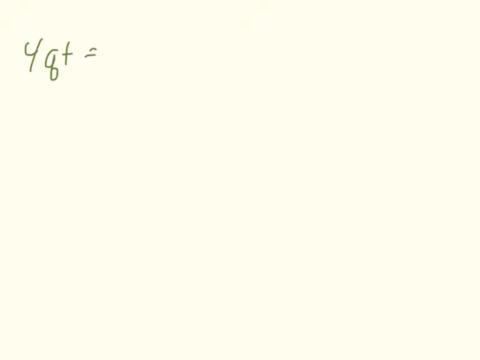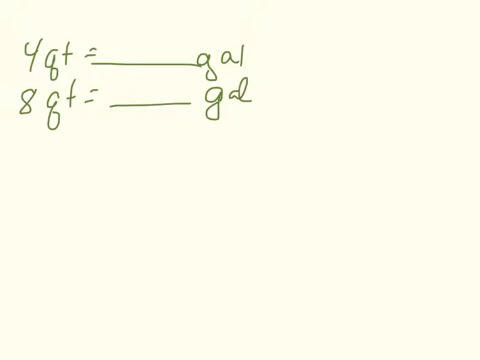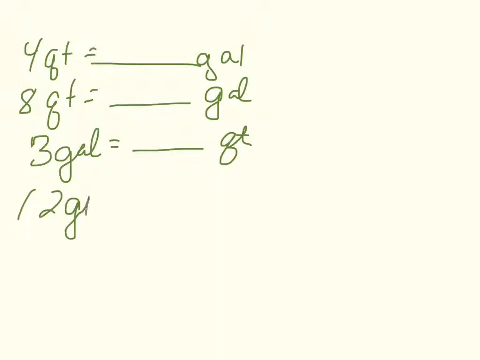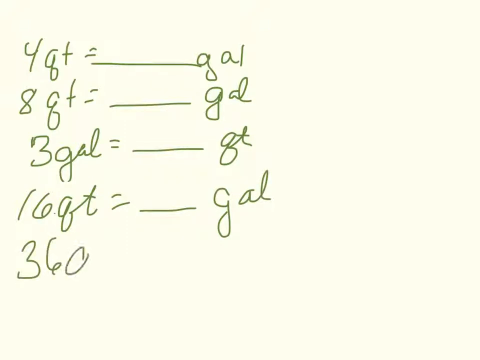4 quarts is equal to how many gallons? 8 quarts is equal to how many gallons? 3 gallons is equal to how many quarts? That's QT. 12 quarts. Now let's make that 16. Is equal to how many gallons? And 36 quarts is equal to how many gallons?